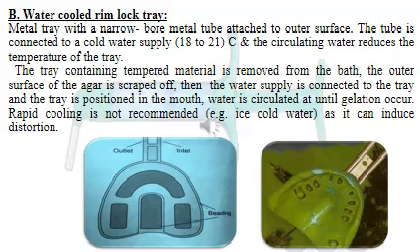B. Water cooled rimlock tray. Metal tray with a narrow bore metal tube attached to the outer surface. The tube is connected to a cold water supply, 18 to 21 degrees centigrade. The circulating water reduces the temperature of the tray. The tray containing tempered material is removed from the bath.